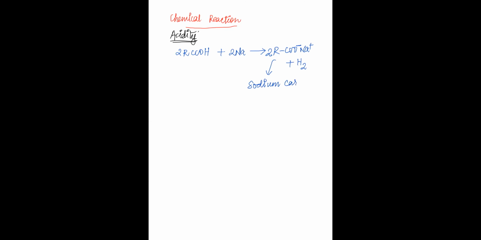Sodium carboxylate. Okay. After this, if you are going to react an acid with base, what will form? Salt plus water. Very simple. So this is also very easy to understand. You know that this is plus, this is negative, this is negative, this is plus. So this positive will directly go to negative. So it becomes RCOO negative Na positive plus H2O.